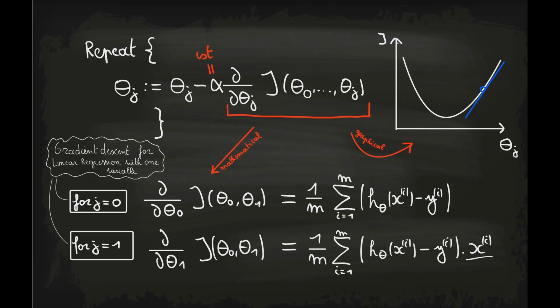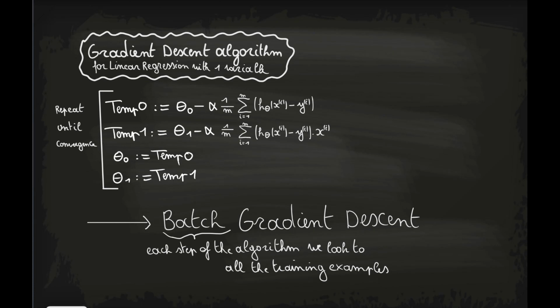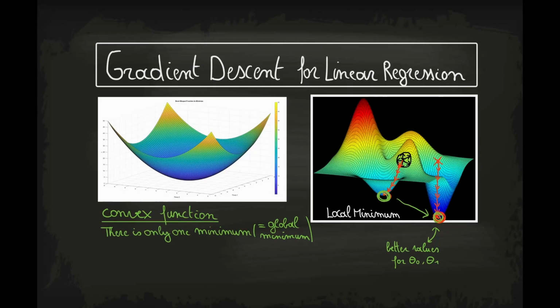In this video, we will see what the partial derivatives with respect to theta 0 and theta 1 are. We will see what the gradient descent algorithm for linear regression with one variable looks like and why gradient descent in linear regression will always converge to the best minimum. But first, let's recap.